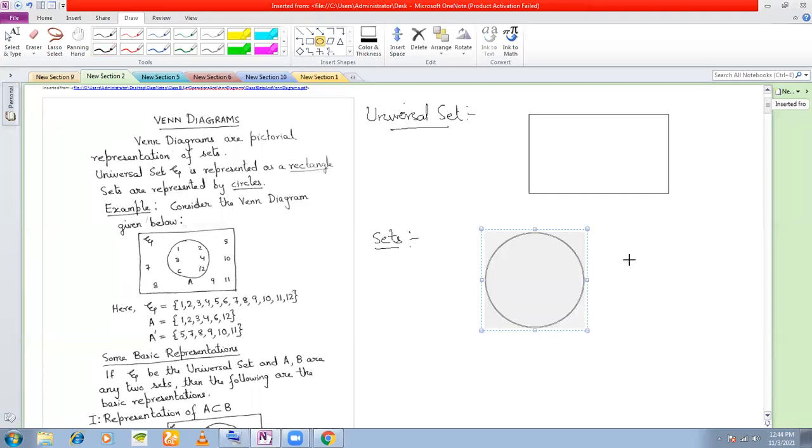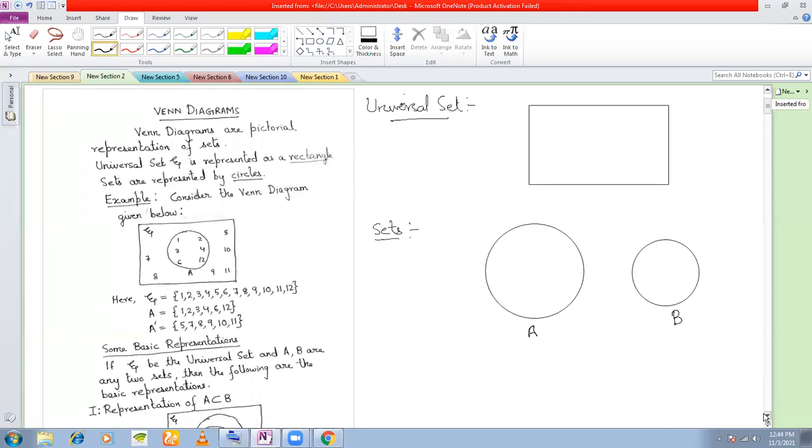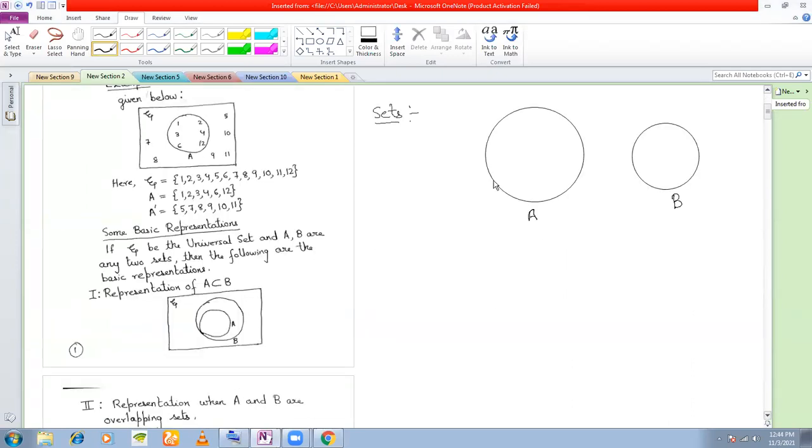Sets are represented by this. Say two sets A and B. If I have a universal set in which I have two sets A and B, then I can represent those sets within the rectangle.